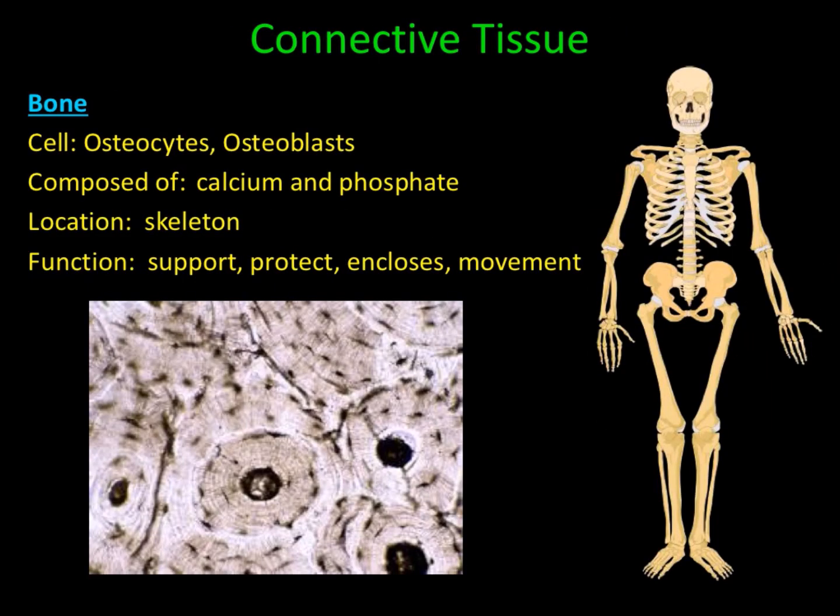The next type of connective tissue is the hardest connective tissue, bone. Bone is very rigid and sturdy. It's made by osteoblasts and maintained by osteocytes. Bone is composed of two different types of minerals, calcium and phosphate. Bone makes up the skeleton of the skeletal system and provides several functions such as support and protection. Bone will be discussed in more detail in future lectures.